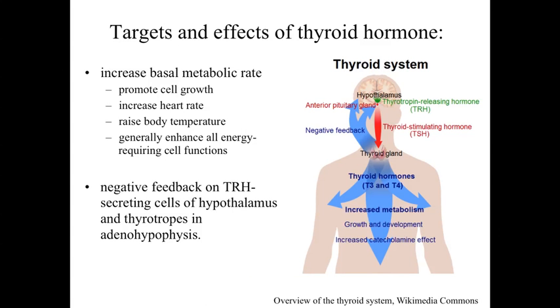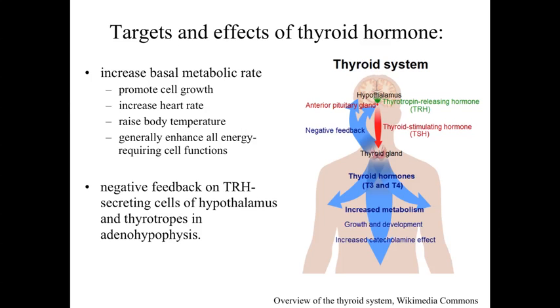Now, the target effects of the thyroid hormone, either T3 or T4, is generally it's going to increase metabolic rate. And so it's going to do that by promoting cell growth. It's going to increase the heart rate. It's going to increase body temperature and have an overall effect of enhancing the majority of energy requiring cell functions within the body. So we're going to activate growth, activate development, activate metabolism, increase catecholamine effects. So basically ramp up the activities within the body.